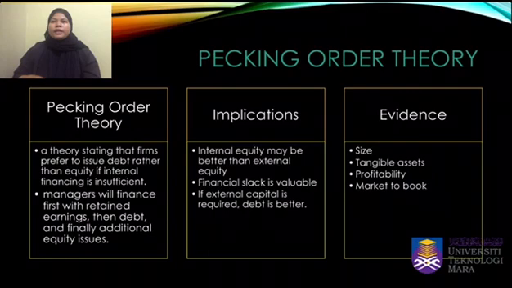Lastly, for the pecking order theory, the evidence. The first one is size. Large firms tend to have higher debt ratios. The second one is tangible assets, where firms with high ratios of fixed assets to total assets have higher debt ratios. Other than that, profitability: more profitable firms have lower debt ratios. And lastly, market to book. Firms with higher ratios of market to book value have lower debt ratios.